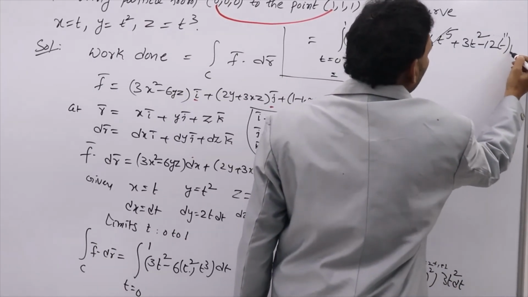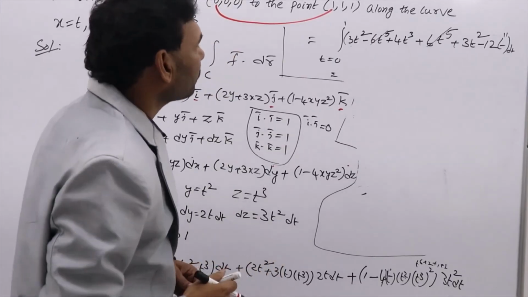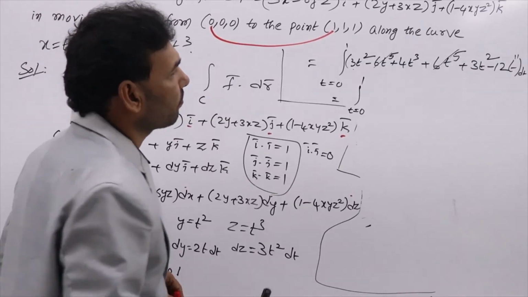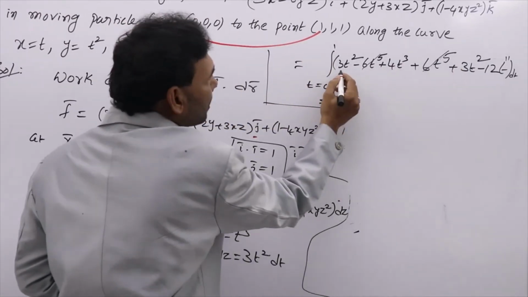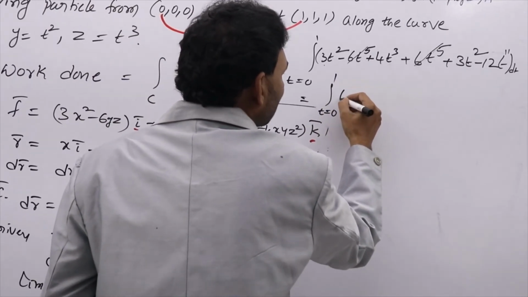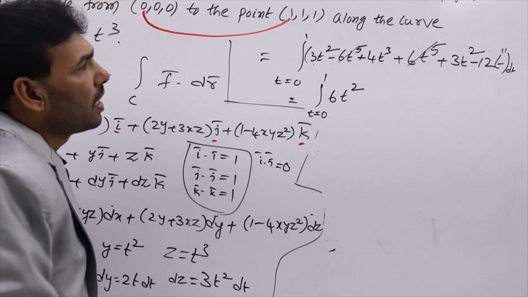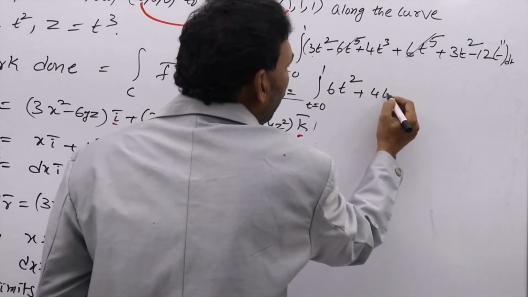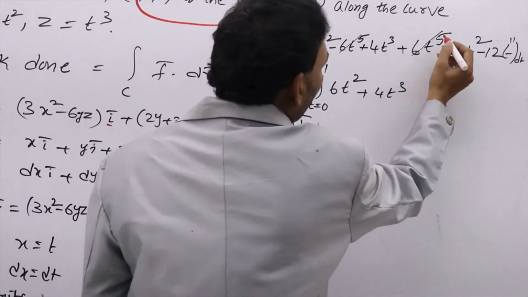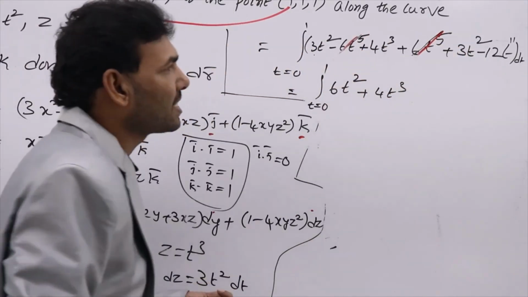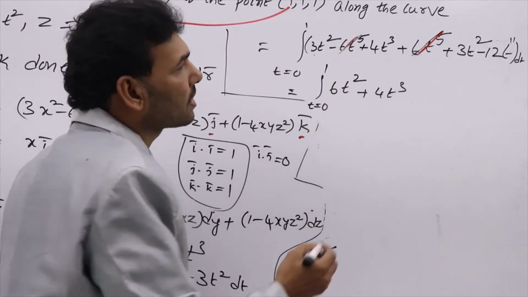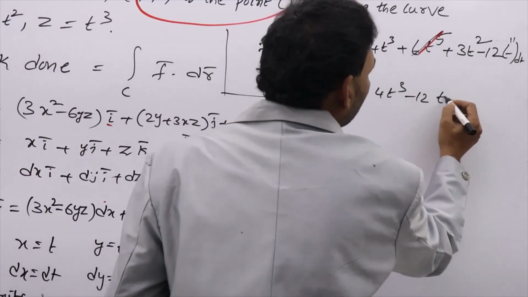T power 11 dt. Now coming to the simplification part, t equals 0 to 1. First I am writing the t square terms: 3t square, 3t square, so totally 6t square. t cube term only one, 4t cube. So 6t power 5 plus 6t power 5 minus 6t power 5 get cancelled. The leftover term is only one, that is minus 12 t power 11 dt.